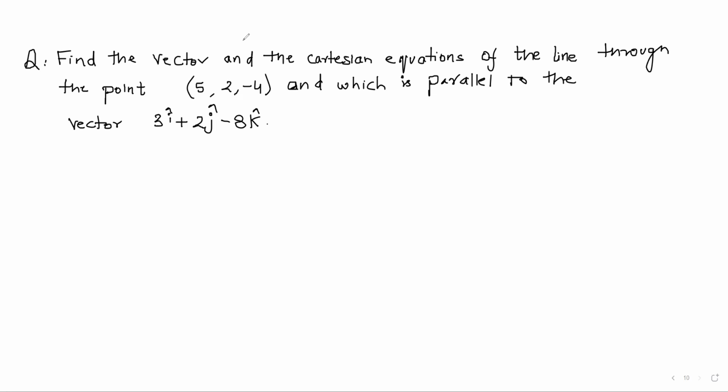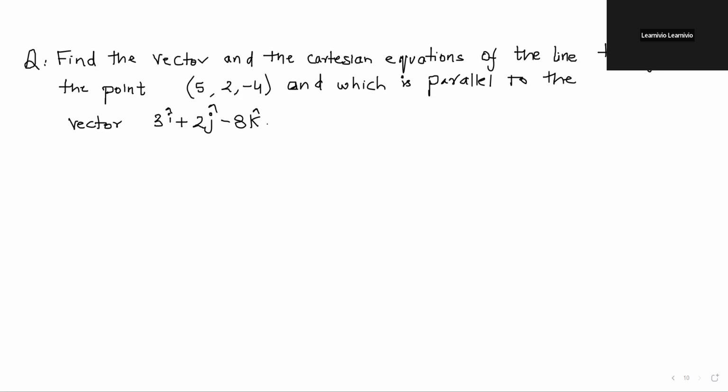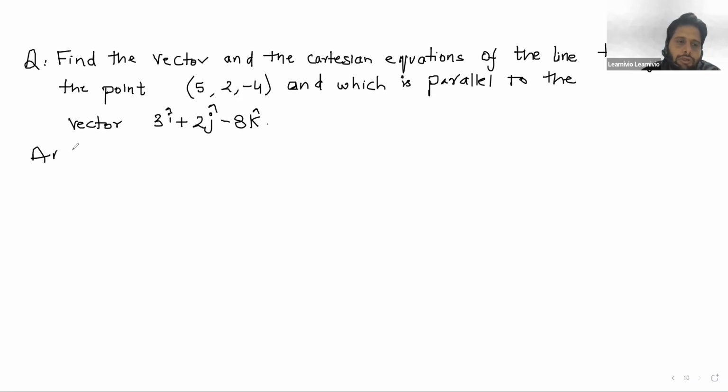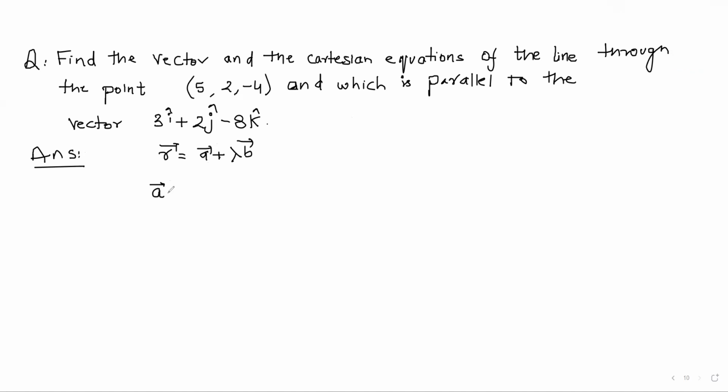Sir, can you say how to find lambda? Yes, please check here. What is the vector form, sir? Seth, what is the vector form? What is the formula? R vector equals A vector plus lambda B vector. Yes, A plus lambda B. Okay, what is A here, Seth? A is 5i plus 2j minus 4k.